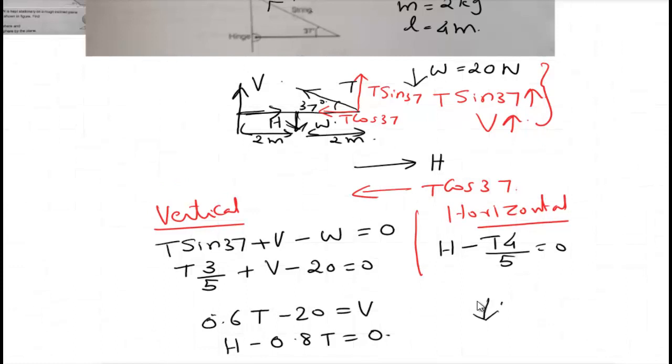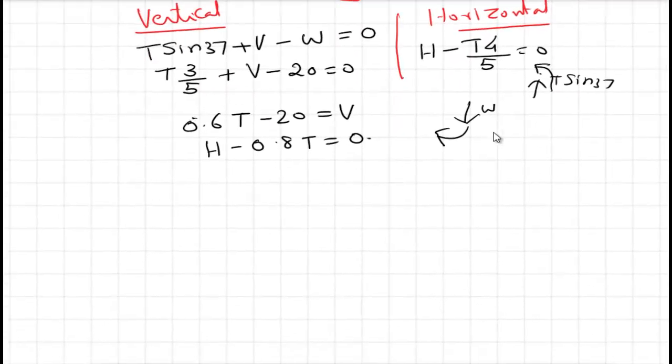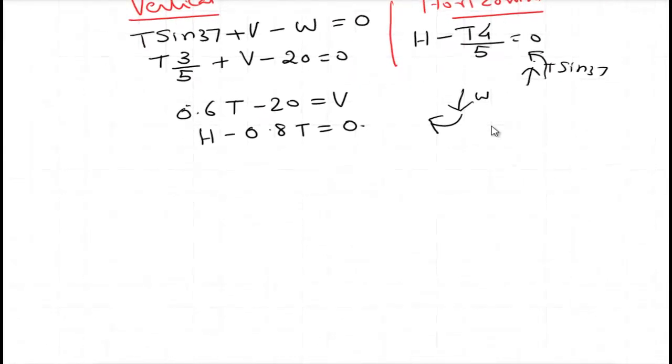W is acting downwards, so that gives a clockwise torque. In which direction is the upward force acting? T sine 37 is the upward force, and that gives an anti-clockwise torque. There is no rotation here, which means the clockwise torque and anti-clockwise torque will be equal, so they cancel each other.